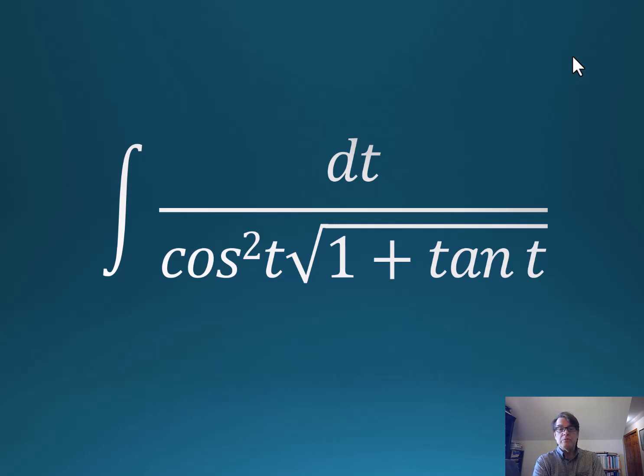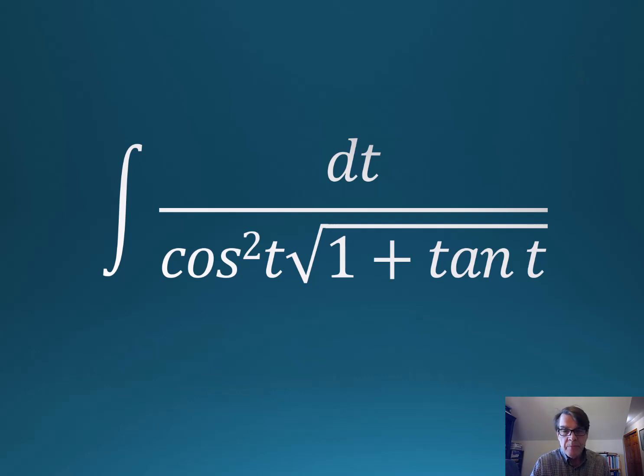They've not just thrown unsolvable problems at a first time through student. So we know this is solvable just because it's in a textbook, right? It's one of the problems. So it's the integral of dt over cosine squared t times the square root of 1 plus tangent t.